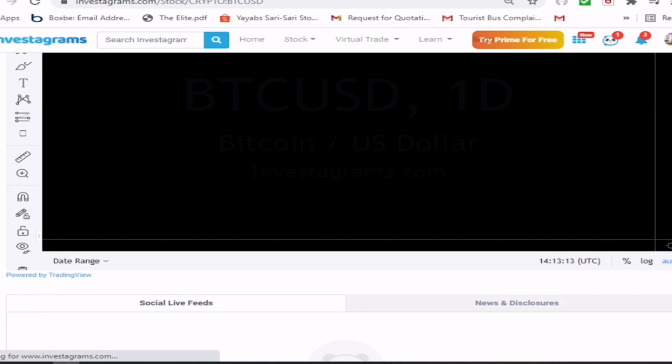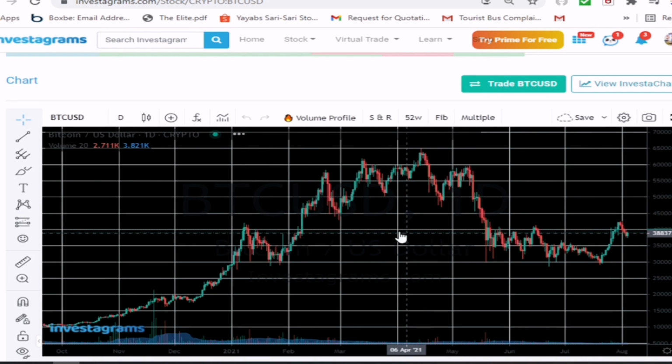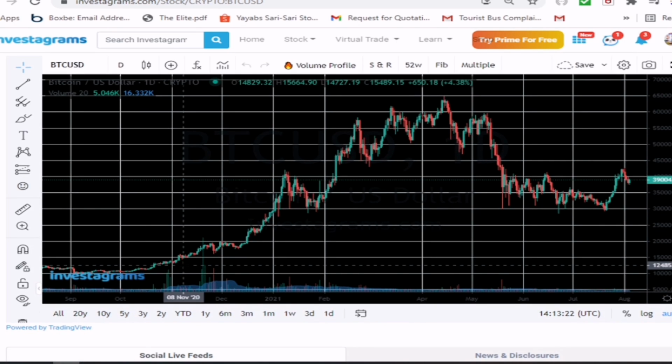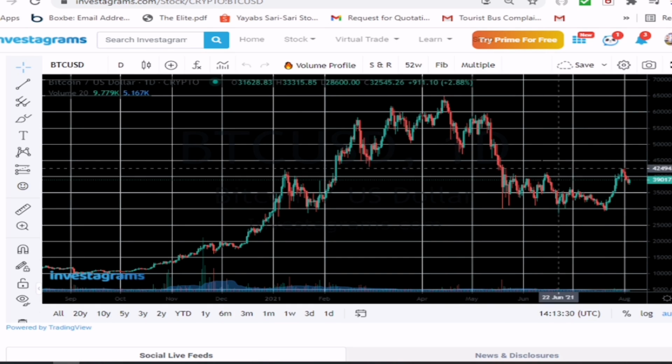Yun ang nangyari dito kay Bitcoin. Yun ang ginawa nila rito kay Bitcoin. So, ito yung sinasabi nga nila, Wyckoff. Ito yung first, then ito na yung distribution. Tapos ito, another Wyckoff ulit. Wyckoff accumulation naman to. Then bigla na siyang lumipad.